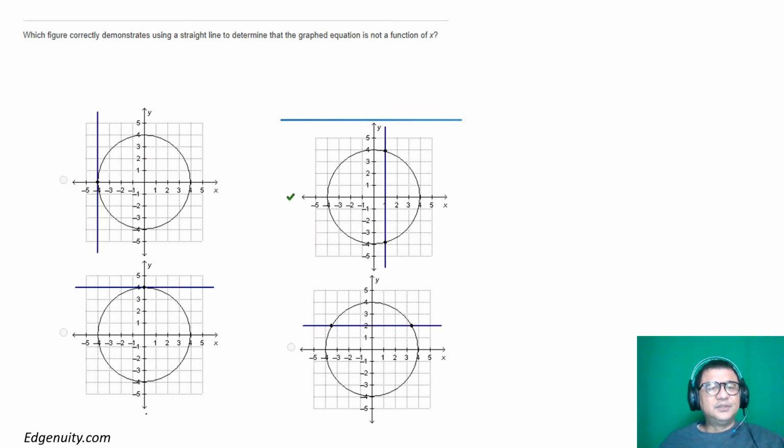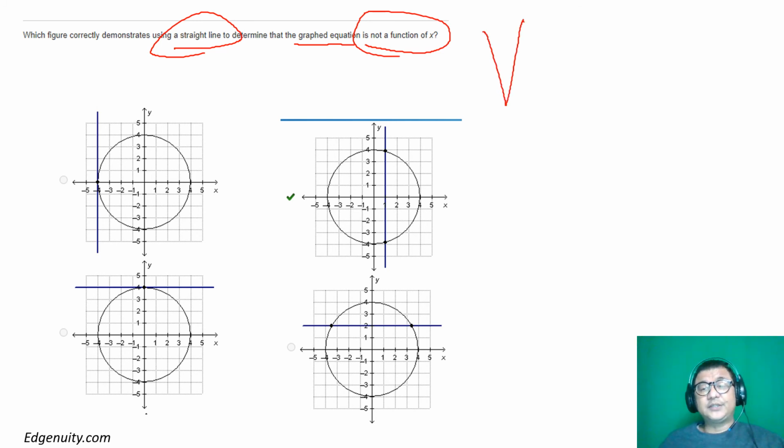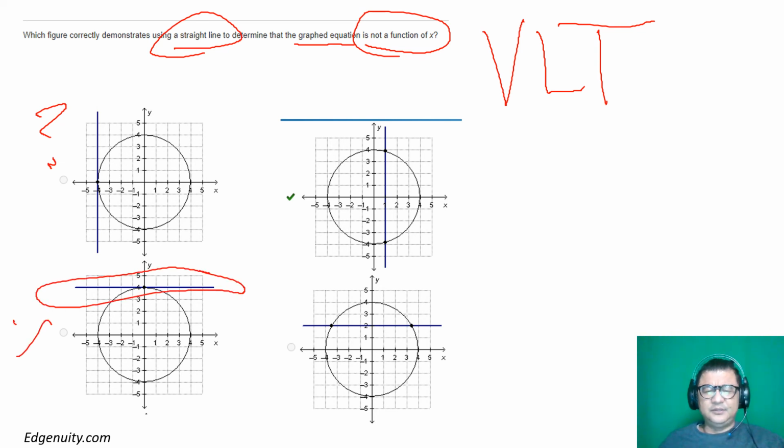For the next one, which figure correctly demonstrates using a straight line to determine the graph equation is not a function? We know it's not a function, right? But which is the correct use of the vertical line test? Okay, left to right. This seems okay, right? I see the vertical line. Okay, this is a horizontal line. We didn't use the horizontal line test. This is another horizontal line test. We never use that.